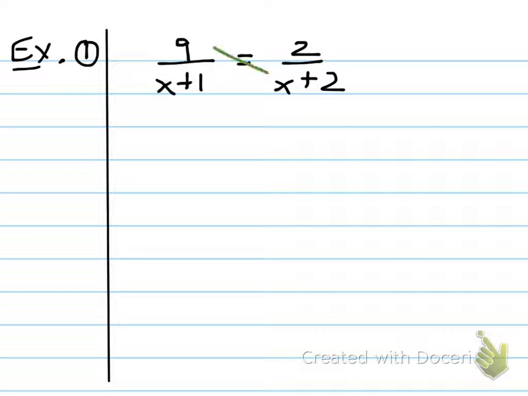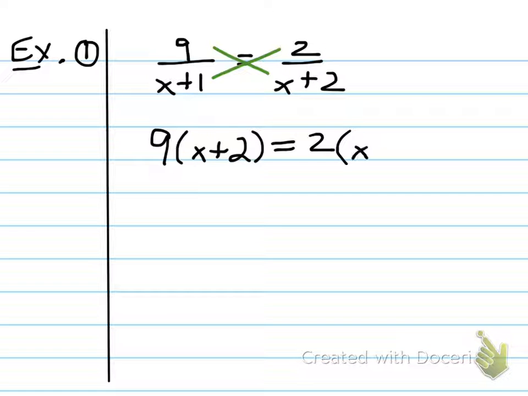So I can take this 9, this numerator, multiply it by that denominator, which is x plus 2. And then we can take the numerator of 2, multiply it by x plus 1. And you can see why it's called cross product, as it makes an x. And we set those products equal to each other. Now it's just time to solve. I'll distribute. I got 9x plus 18 equals 2x plus 2.